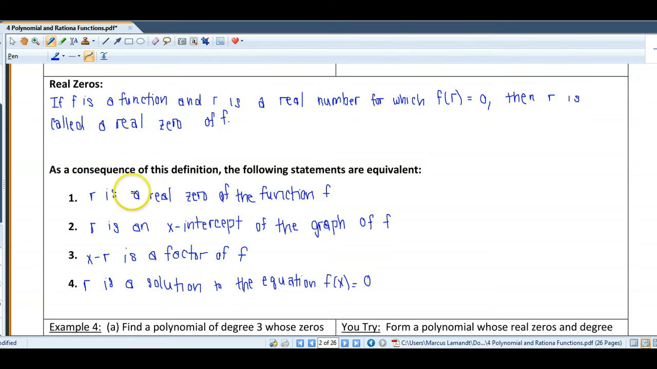Okay? There are some other ways you can say this. Other than saying r is a real zero of the function f, you could say r is an x-intercept of the graph of f. You could say x minus r is a factor of f. So if you were to factor this polynomial, x minus r would be one of the factors. Or r is a solution to the equation when you set it equal to 0. Any of these things mean basically the same thing.